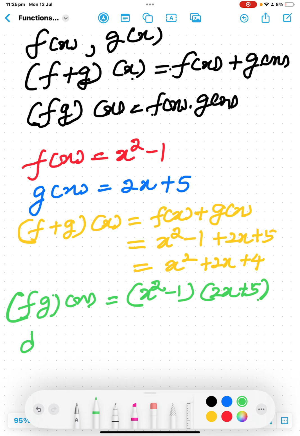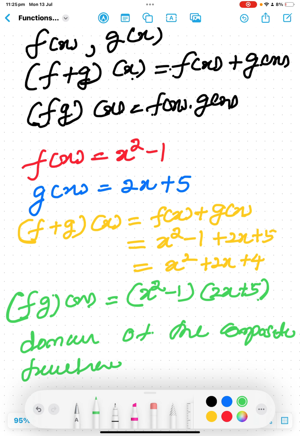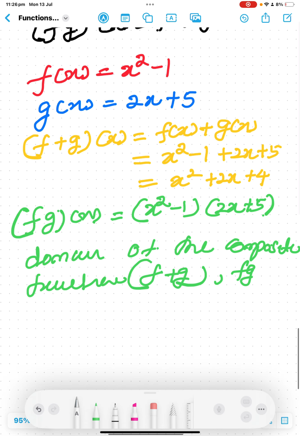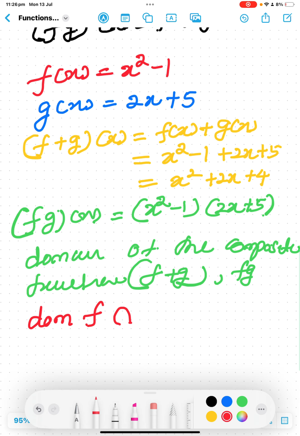So when it comes to the domain of the function f plus g or fg, it is actually the intersection of the domain of f and the domain of g.